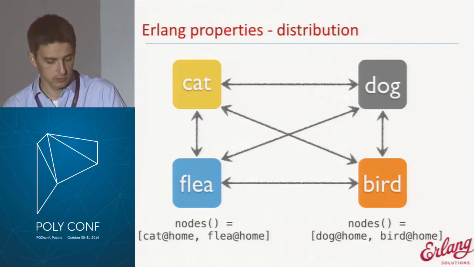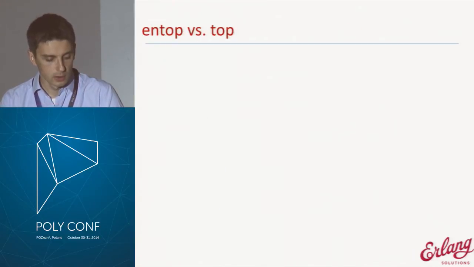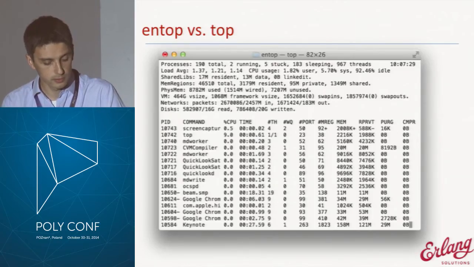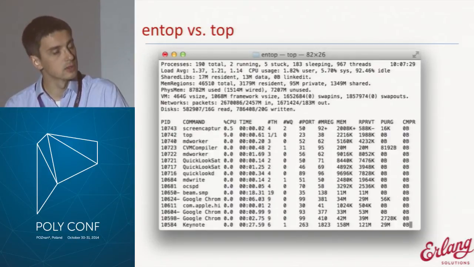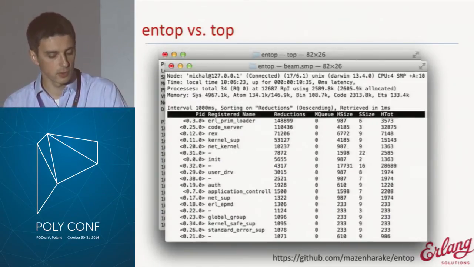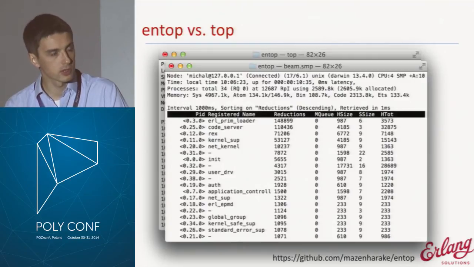So enough of this, but what is it useful for? I believe everybody is familiar with Unix or Linux tools like top, where you can see a list of all system processes running in your operating system and some statistics about each one of them. So a similar tool has been developed for Erlang. There are quite a few of those, actually. The one I picked here is called ntop. And it looks very much like the usual top.